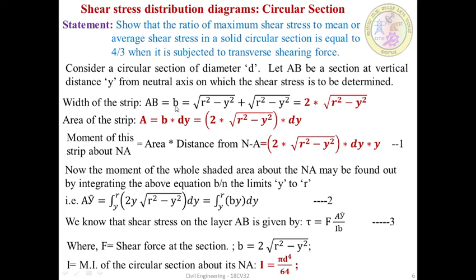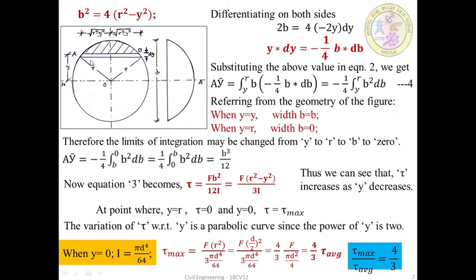That width of the strip AB, we get small b, is equal to under root r square minus y square plus r square minus y square. So this distance we have taken as small b, and this is one more right angle triangle. This distance we are taking, and all are radius here.